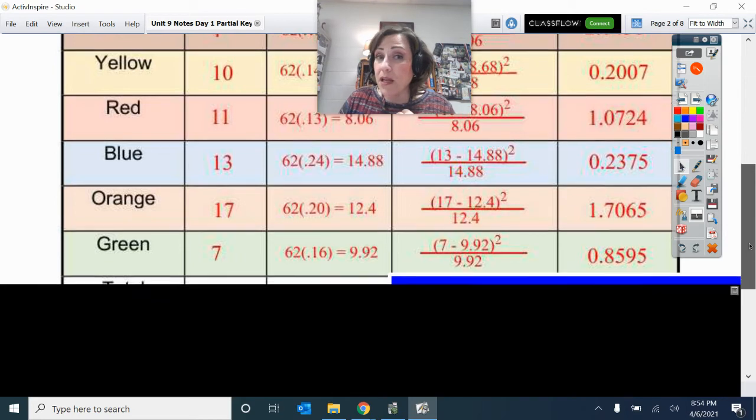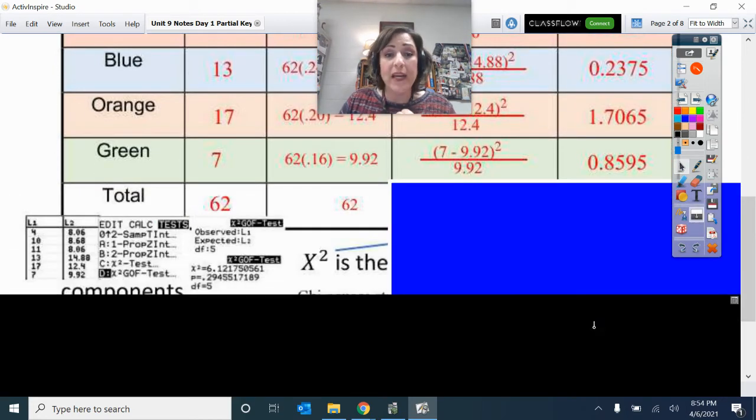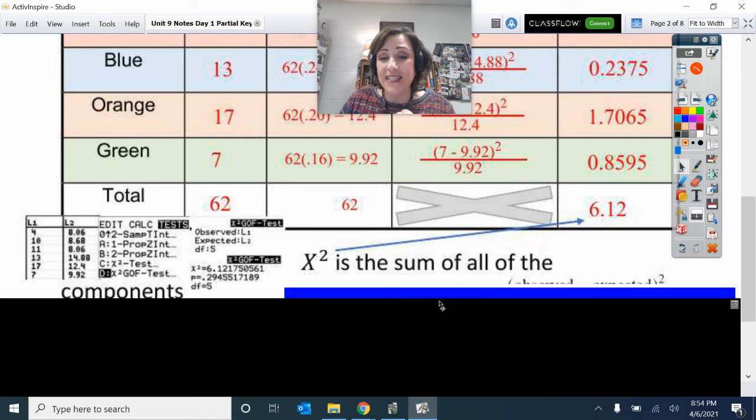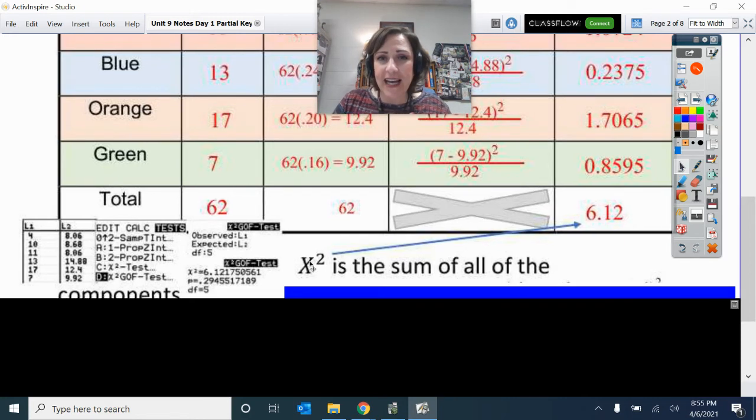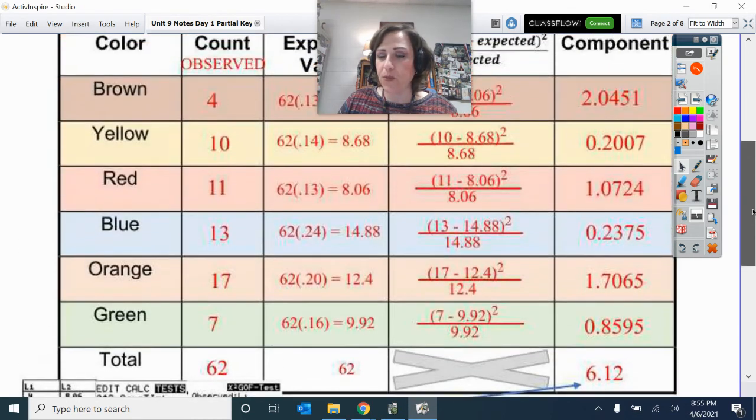So when we sum those components up, we get what is called the chi-squared value. Chi-squared, spelled C-H-I, like your hair products, but it's not chi like that, it's chi, like the Greek letter chi. It's not chai tea either. So chi-squared is the sum of all of those discrepancies, and I was 6.12 off.